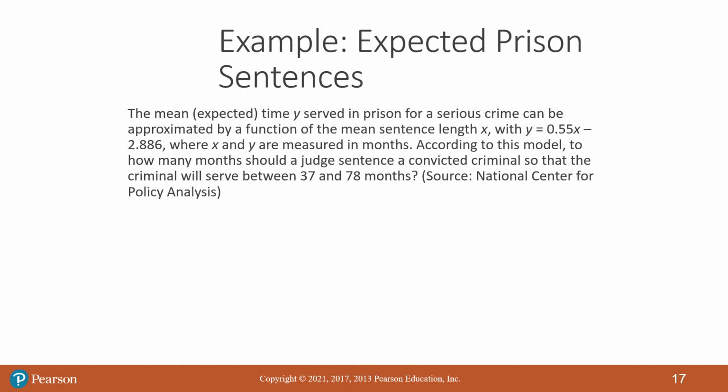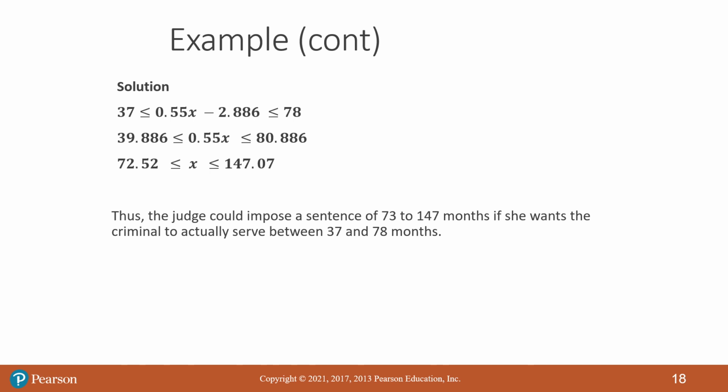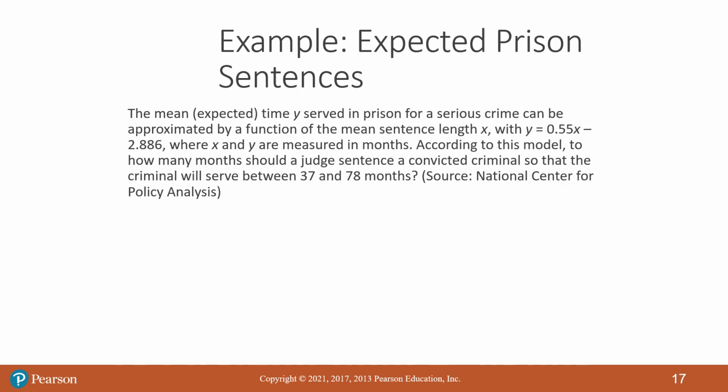Expected prison sentences. The mean, or expected time, y, served in prison for a serious crime can be approximated by a function of the mean sentence length x, with y equal to 0.55x minus 2.886, where x and y are measured in months. According to this model, how many months should a judge sentence a convicted criminal so that the criminal will serve between 37 and 78 months? The source for this is the National Center for Policy Analysis. Let's see how we break it down.